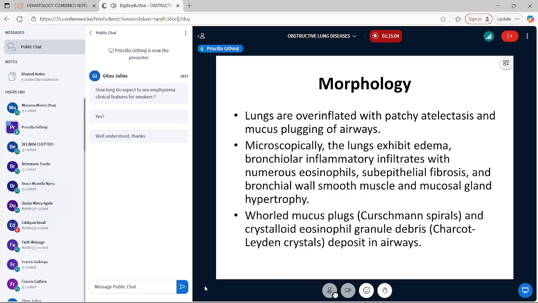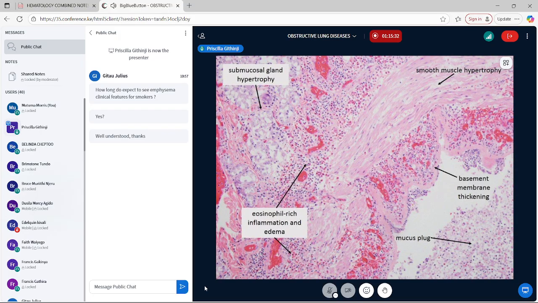Then characteristically, these mucus plugs usually appear walled. Please Google what walling is, but I have an image of it. And they have what are called crystalloid eosinophil granule debris, what we call the Charcot-Leyden crystals that you're going to see in the airways. I think I have an image of that.